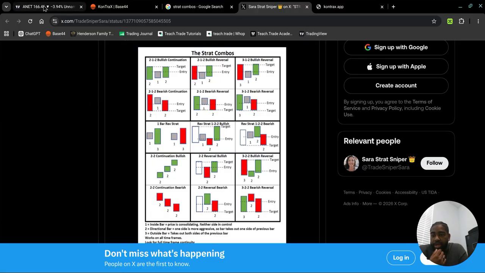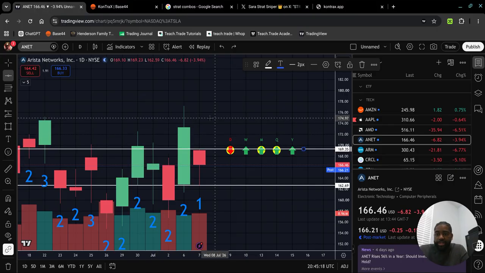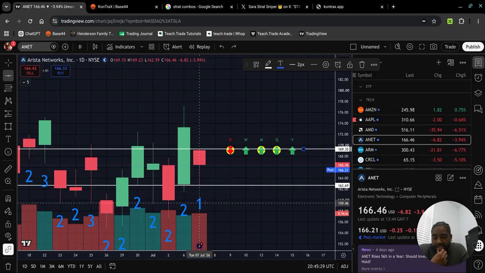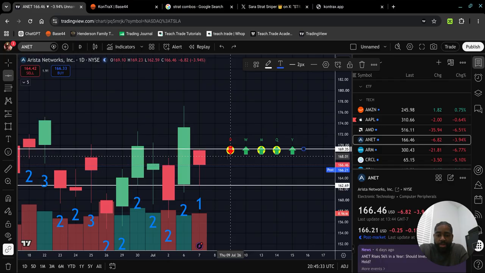So when I come back over here in a situation like this Arista Network, ANET, I'm going to go ahead and start mapping it out. So I always start on the 1-day time frame right here. And I see that it created a 2-1. Perfect, exactly what I'm looking for.